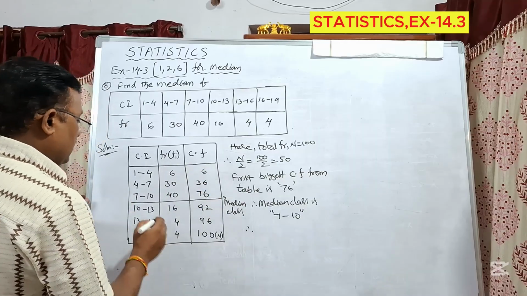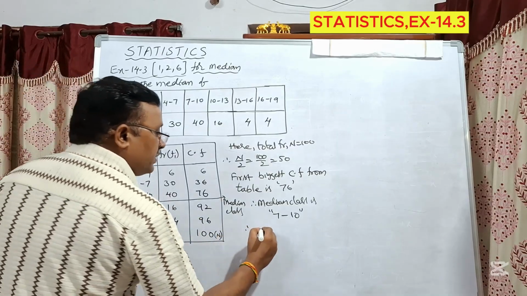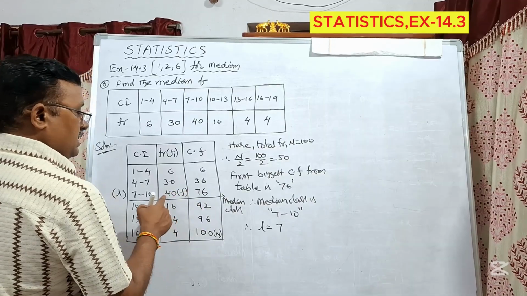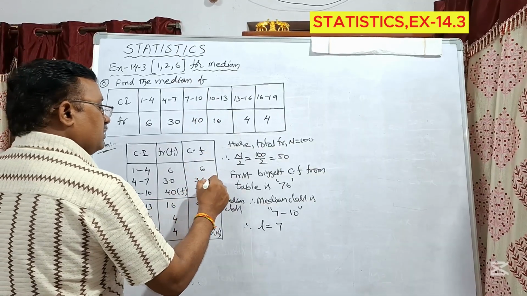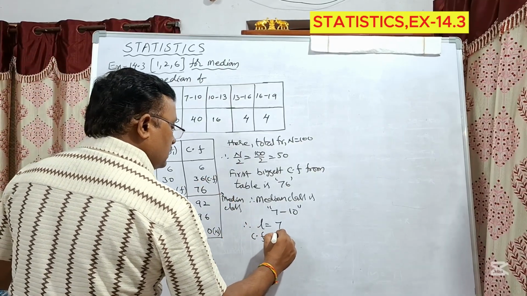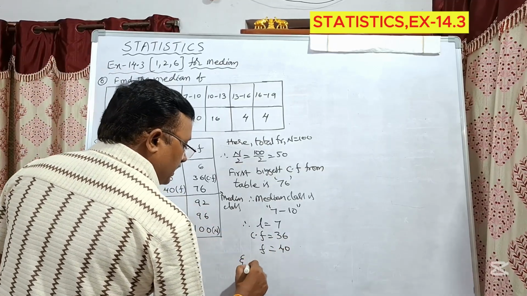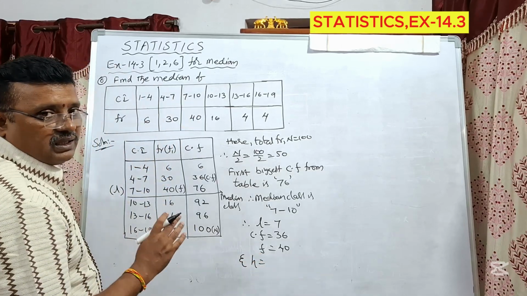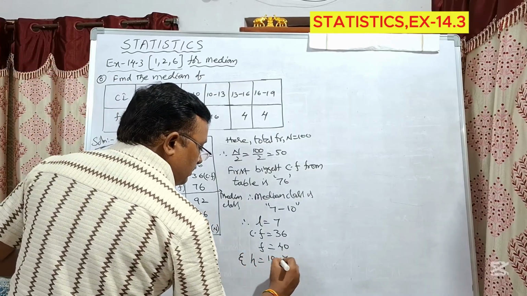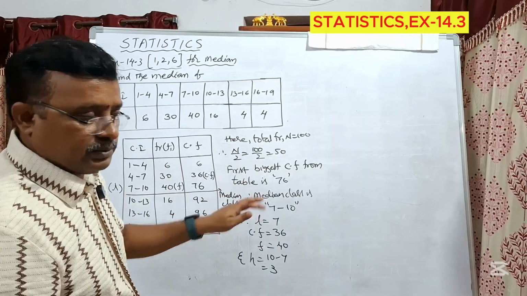Therefore from that median class only we will find all our required values for the formula. So what are they? The lower boundary of the median class, L value in the continuous form, L equal to 7, and its class frequency is f, its preceding cumulative frequency is CF. Write them. So CF is equal to 36, f equal to 40, and h equal to the height or length of the class interval, that is upper boundary minus lower boundary, 10 minus 7, which is equal to 3. So all our required values are ready to substitute.